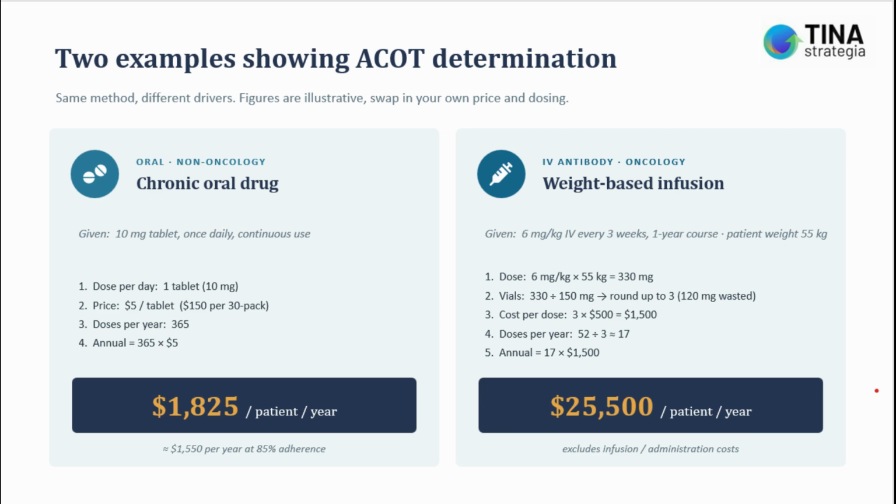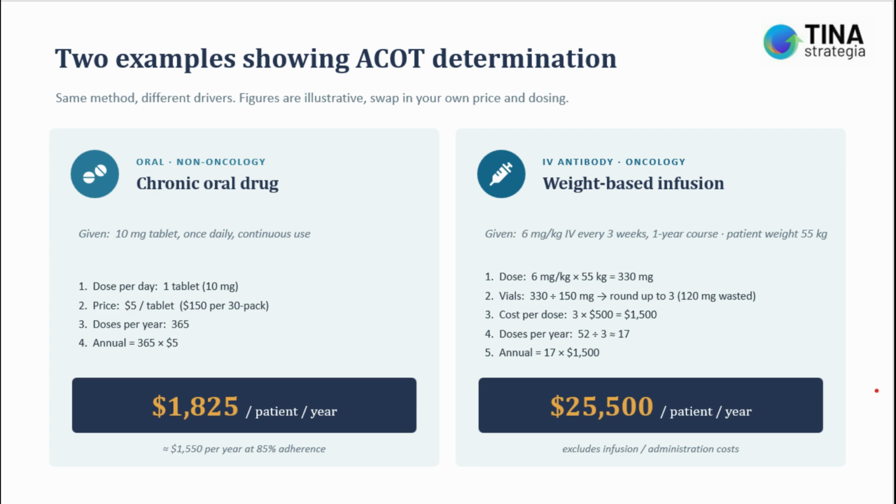Step 2, the vials. The drug comes in 150 milligram vials. We need 330 milligrams. 330 divided by 150 is 2.2 vials, but we can't buy 2.2, so we round up to 3 vials. 3 vials is 450 milligrams. We only use 330. So 120 milligrams get thrown away. That's the wastage, and we still pay for it.